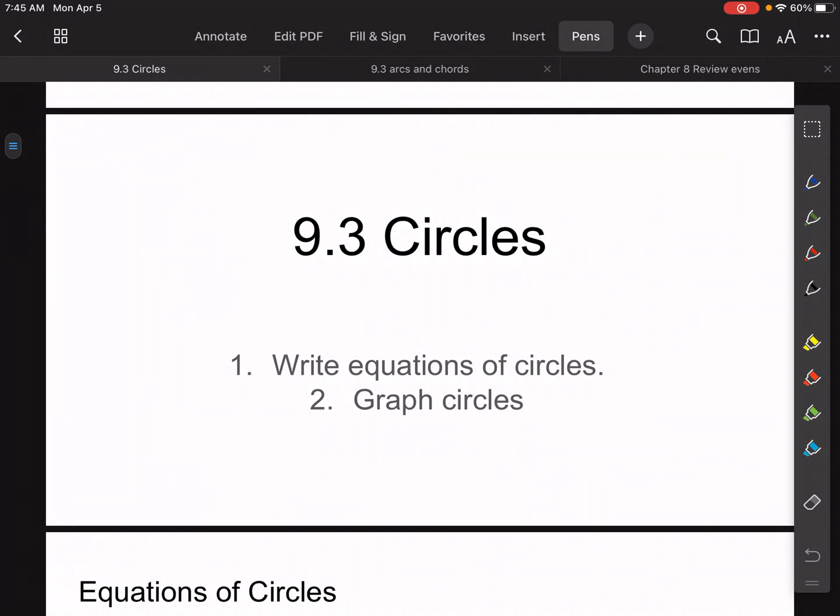All right, guys, 9.3, we're going to move into circles now. So by the end of the lesson, you need to be able to do two things. Write an equation of a circle and also graph a circle.